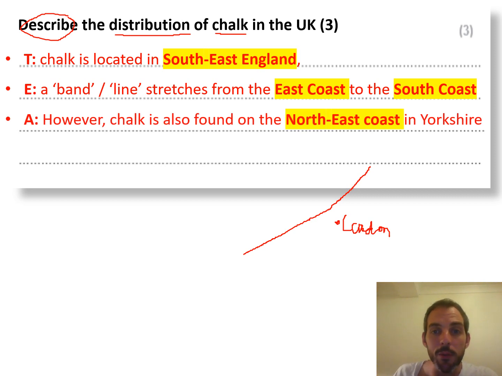And then the anomaly, we also found that there was some chalk on the northeast coast in Yorkshire. If you knew that Yorkshire was there, that's fine. It's not a problem if you didn't. The important bit is that it was the northeast coast. If you want to go back and have a look at that map again, please do so now.